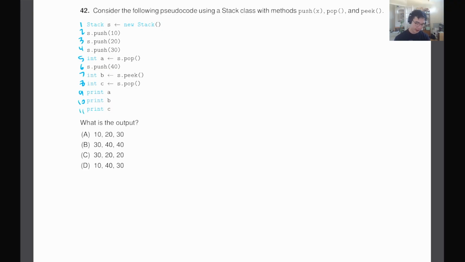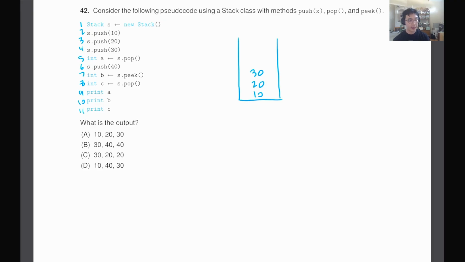Line 1, I create a stack. So here's my stack. And on line 2, I push the value 10. So I'm going to push the value 10, and here's my value of 10. Okay. Line 3, I push the value of 20. Here's my value of 20. Line 4, I push the value of 30. Here's my value of 30.